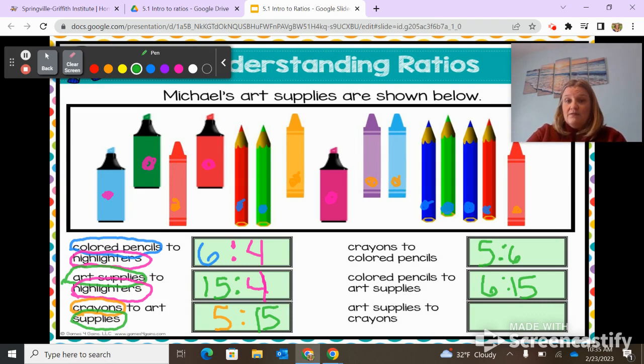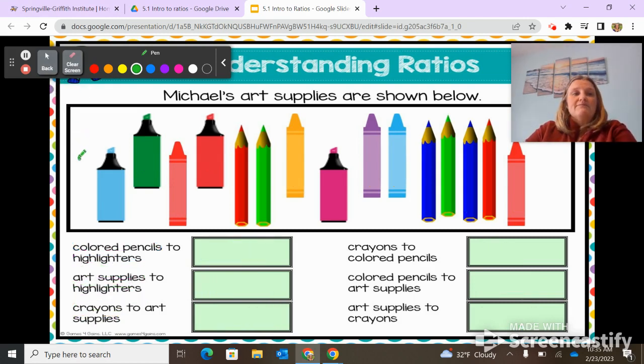So this would be the whole, which was 15, to part. How many crayons did I have? I had 5. Okay, so hopefully you're getting the hang of it. Just remember a couple of reminders. Order matters, okay? And making sure that we determine whether it is part to whole or part to part. Okay, let's try our next slide.